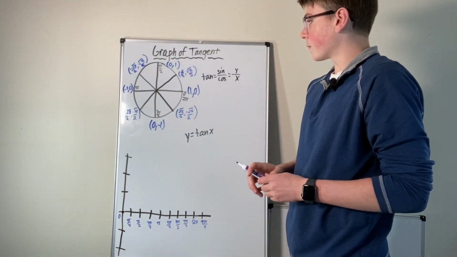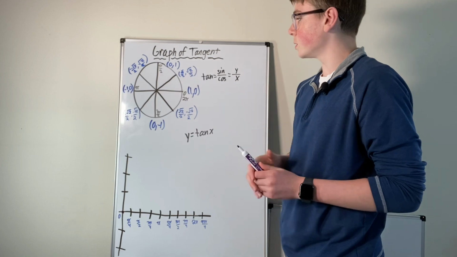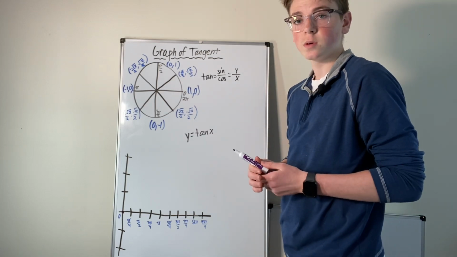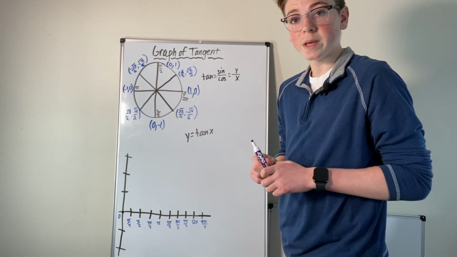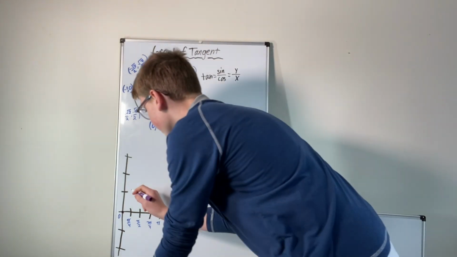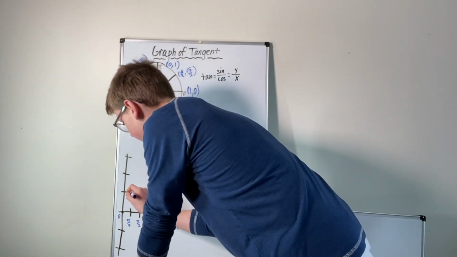Then pi over 4 would be root 2 over 2, comma, root 2 over 2, which would be root 2 over 2 divided by root 2 over 2, which would be 1. So we put that up at 1.